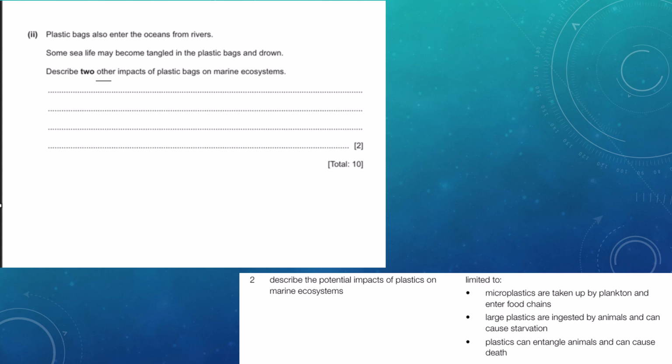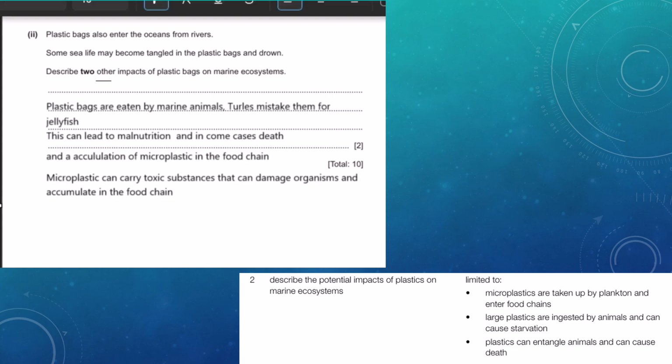The next question deals with section 6.6, plastic pollution. Plastic bags also enter the ocean from rivers. Some sea life may become entangled in the plastic bags and drown. Describe 2 other impacts of plastic bags on marine ecosystems. So we have to go with something that is not drowning or entanglement.